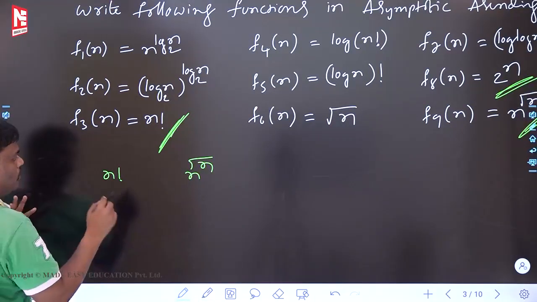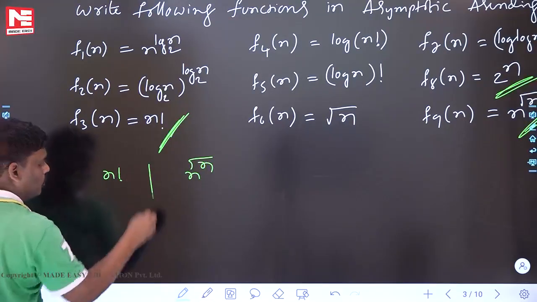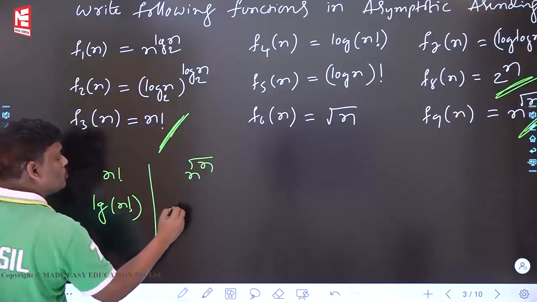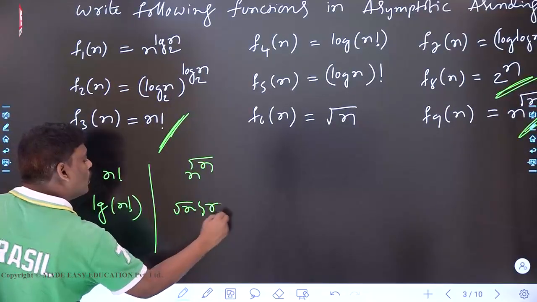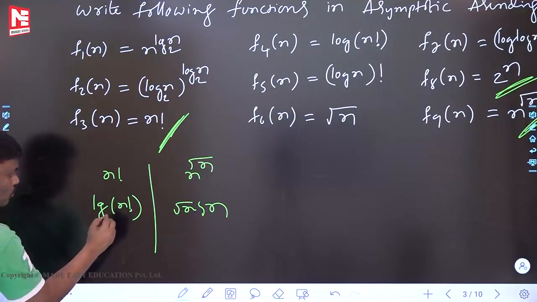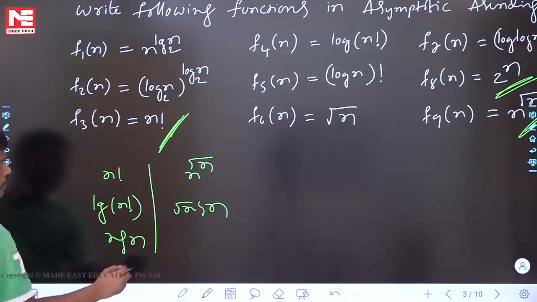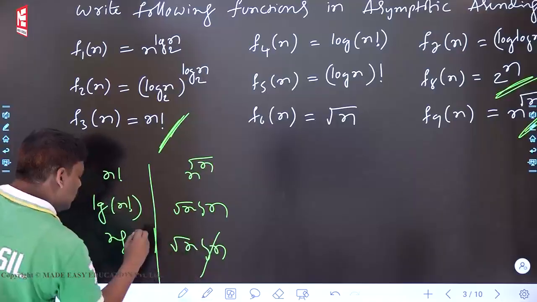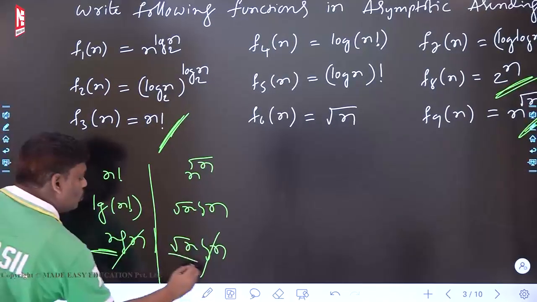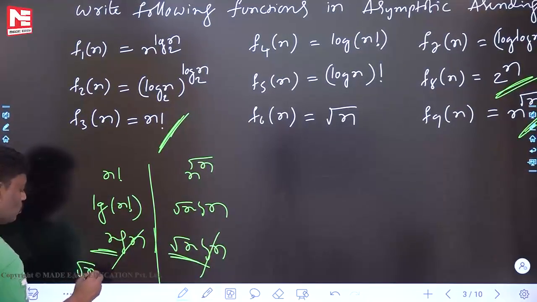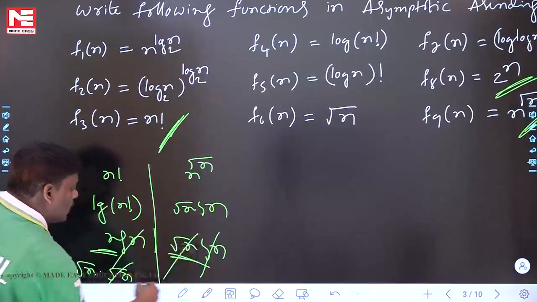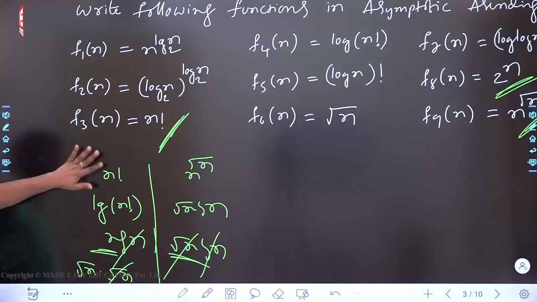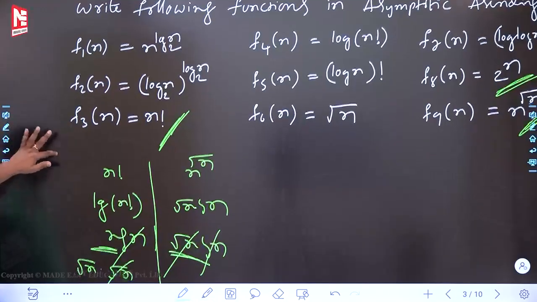Still if you have doubt, n factorial versus n power root n, apply log. If you apply log, log n factorial is going to be n log n, and the other is root n log n. We have done some problems like this already. Log n cancels, so it is going to be n versus root n. This n can be written as root n into root n, and root n cancels, leaving root n. So what I want to say is n factorial is bigger.